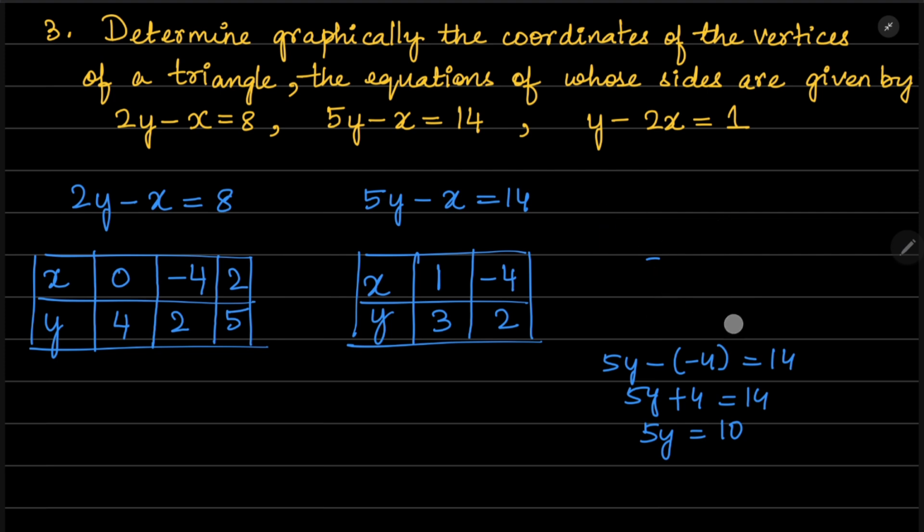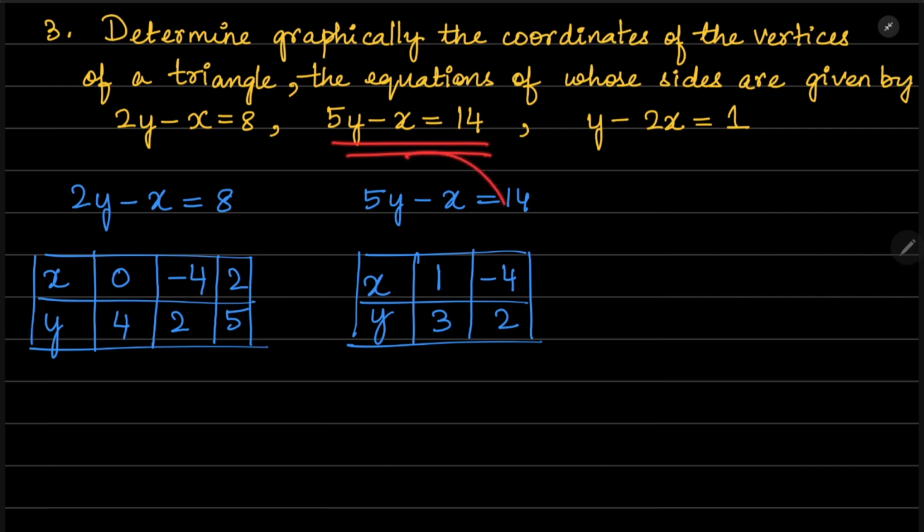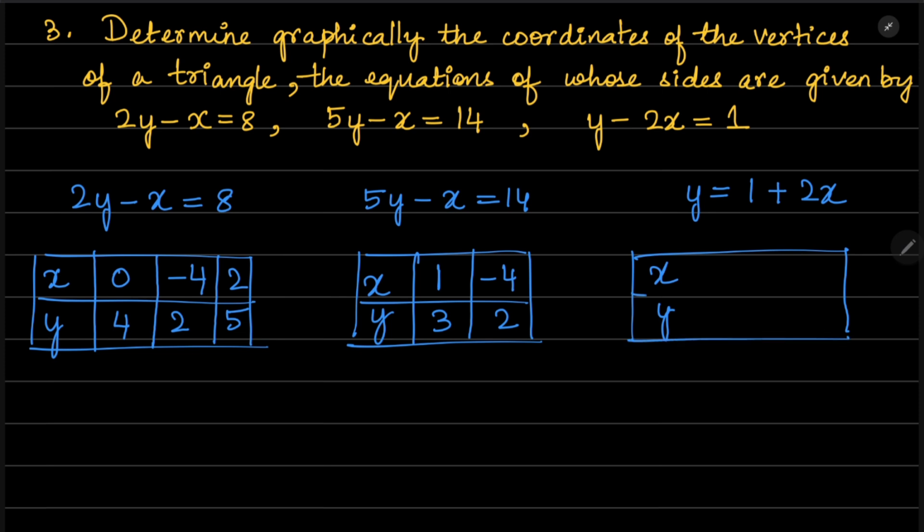So like this, you will have to do it for each line so that you are able to get the coordinates for that straight line. As you know, this is a linear equation, and whenever you are plotting a linear equation, it's always going to be a straight line graph. And then the last one, y minus 2x equal to 1. I can write it as y is equal to 1 plus 2x, for my convenience. So let's get your x and y coordinates.